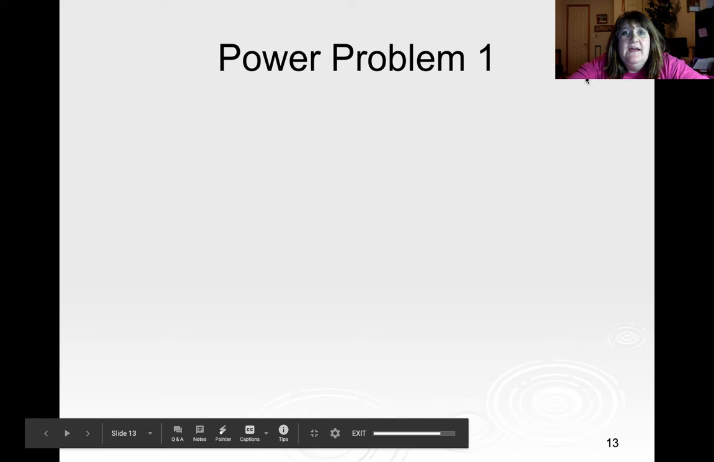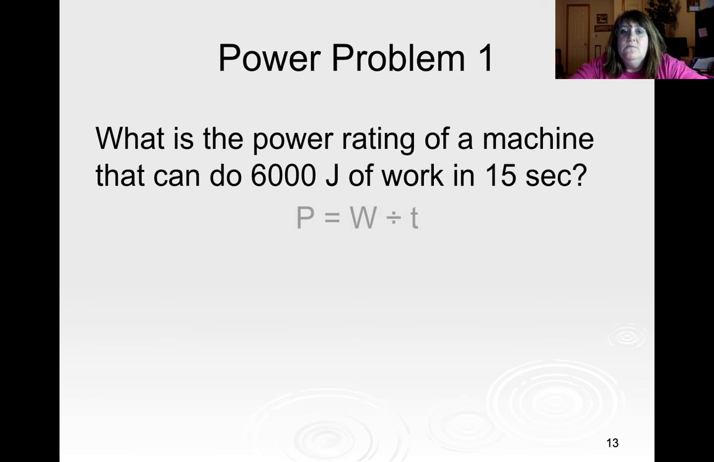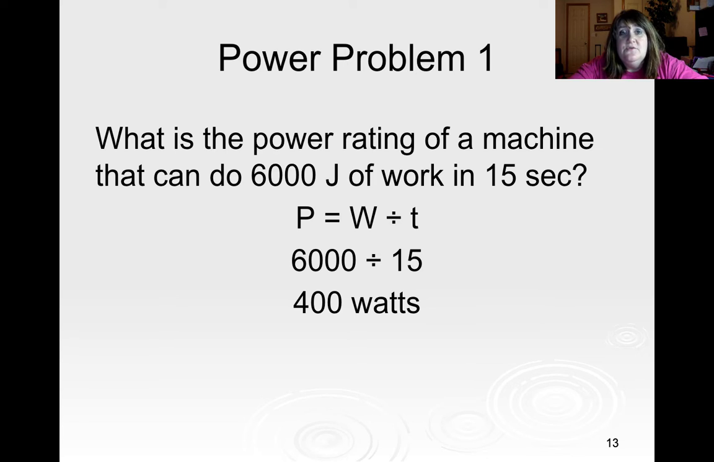So let's look at power problem number 1. What is the power rating of a machine that can do 6,000 joules of work in 15 seconds? Well, power, remember, is work divided by time. 6,000 divided by 15 is 400 watts. That'd be like 4 light bulbs.